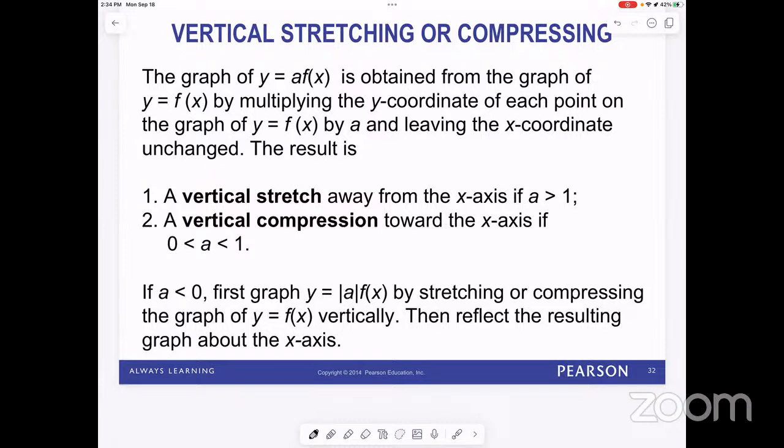If a is negative, first graph the absolute value of a times f of x by stretching or compressing, and then flip the result vertically. Then basically flip it over the x-axis. That's if a were negative, right? So basically, we would use this notion for doing vertical stretching or compressing, and then apply reflecting, like what we talked about in the previous example.